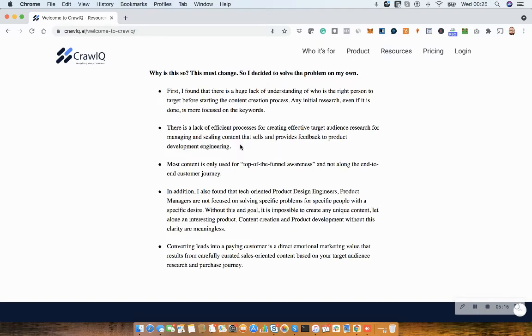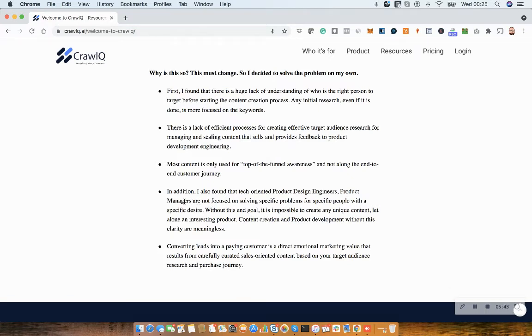Guys, in addition, I also found that tech-oriented product design engineers and product managers are focused on solving specific problems, but are really not focused on solving specific problems for specific people with a specific desire. Without this end goal, it is impossible to create any unique content. I repeat this.